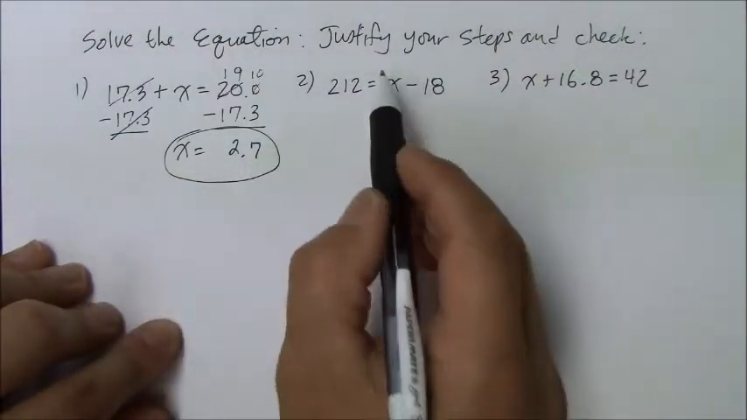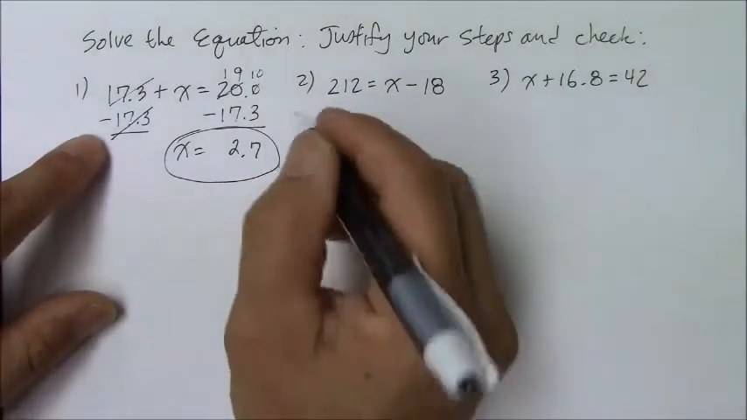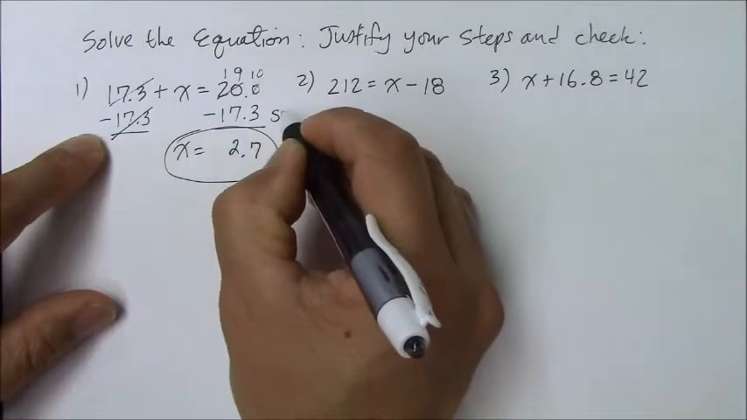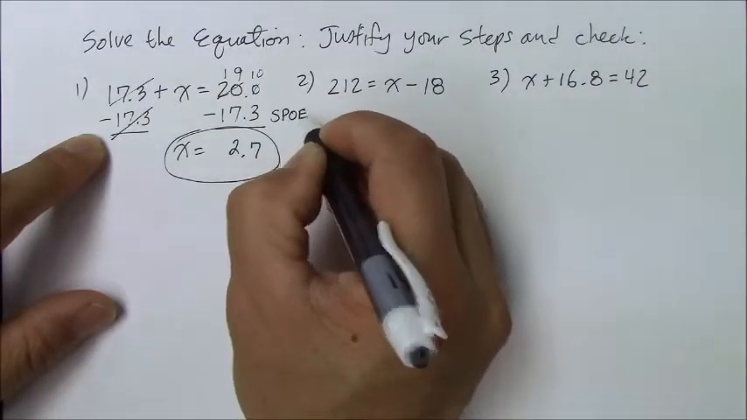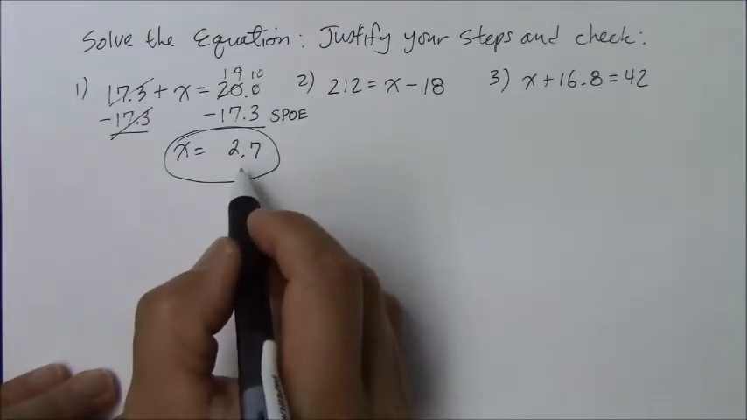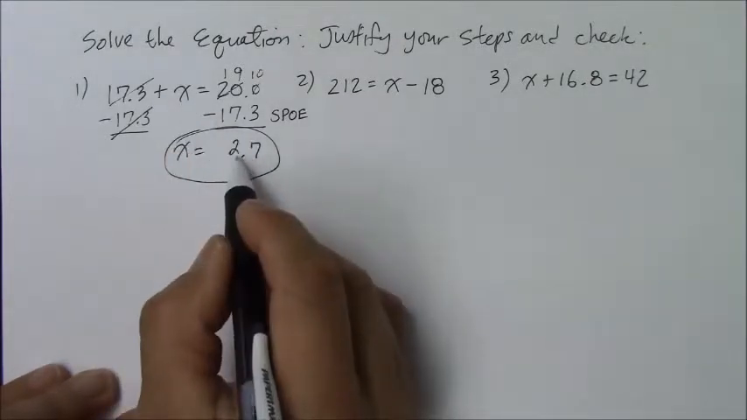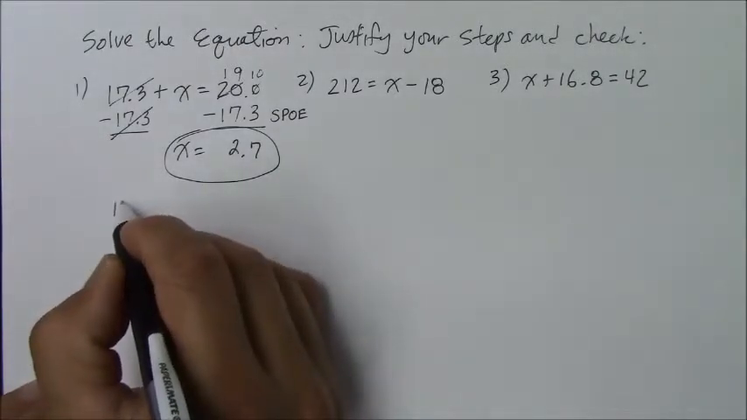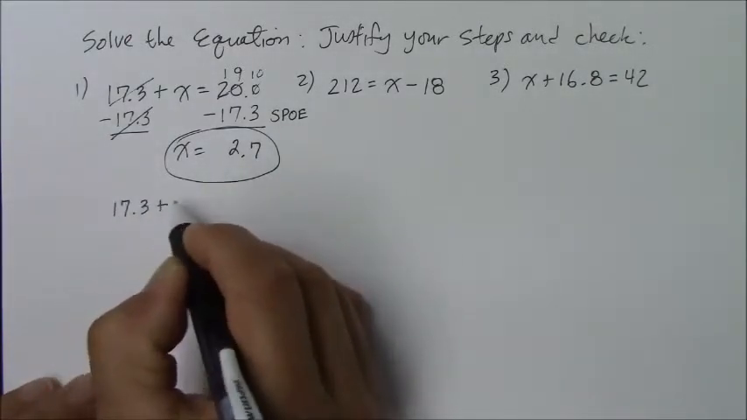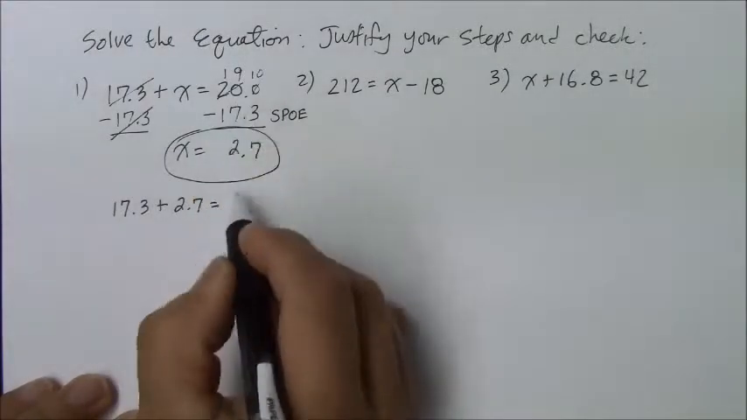The direction said to justify your step, so I'm going to say, since I subtracted it, this is called subtraction property of equality. Now, how do I check my answer? You just simply substitute the x here with that solution 2.7. Here's what it looks like. 17.3 plus 2.7. Does that equal the original 20?